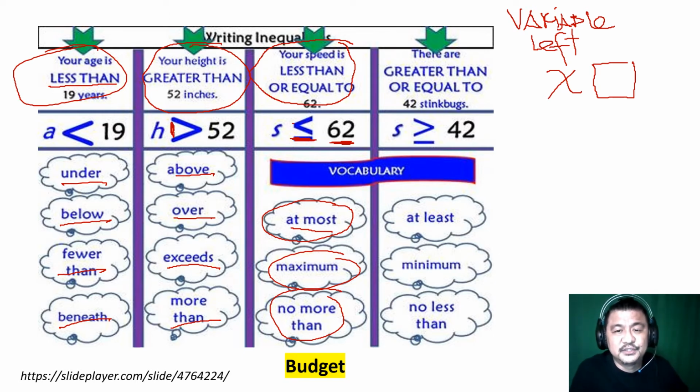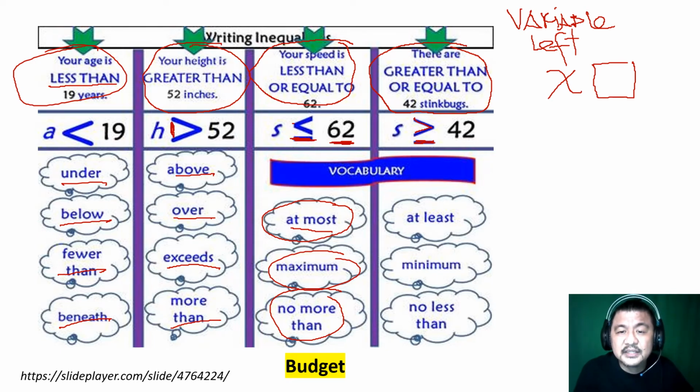Very important words. Now, next, there are greater than or equal to 42 stink bugs. All right, so greater than, again, greater than symbol plus the equal sign, 42. It includes 42 and above, the numbers greater than that. So take note of these words, at least. Oh, you might think least, less than.